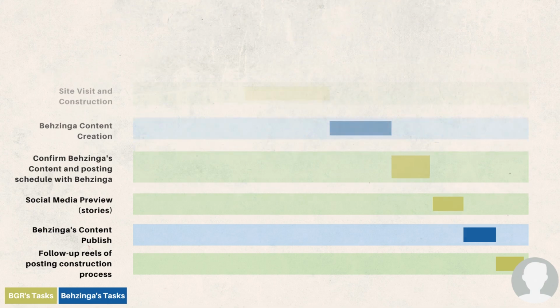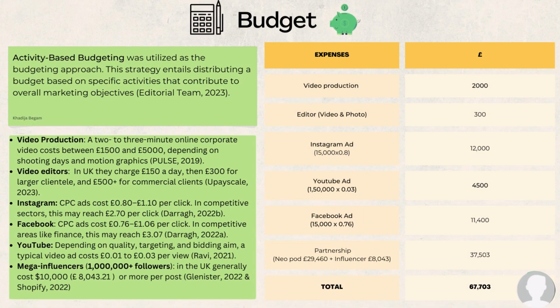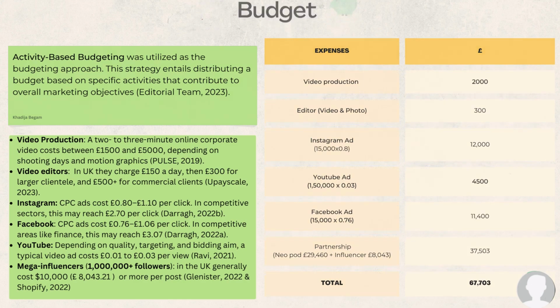We have opted for activity-based budgeting after conducting thorough research, as we believe it to be the most cost-effective approach to meet our promotional objectives. In the short term, we plan to allocate funds towards marketing activities like video production, editing, and social media advertisements. These aim to accomplish our immediate goals. In the long term, we have established a partnership with Bazinga to assist us in reaching a broader objective. The expenses outlined in the budget are determined by considering the prevailing average price in the current market situation.